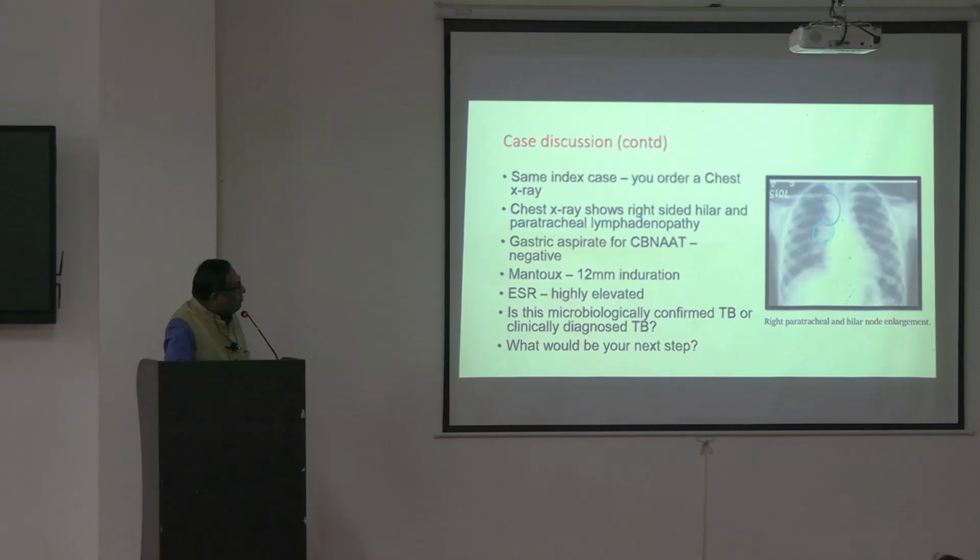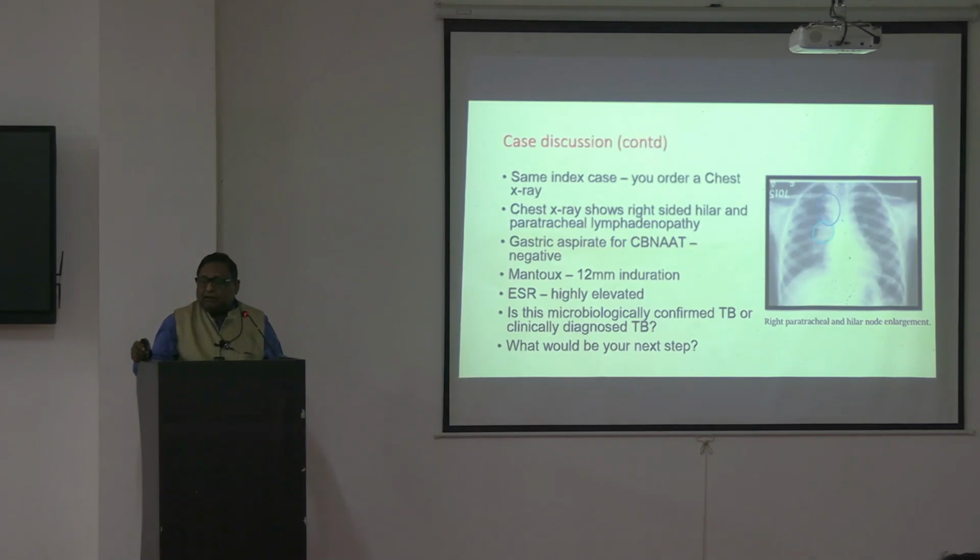Then, for confirmation, this gives a clue. Suppose a baby boy, 2 years old, has a history of contact with TB and has come with this finding. Then we will always suspect TB because there is gland enlargement. For confirmation, we try to do gastric aspirate examination.